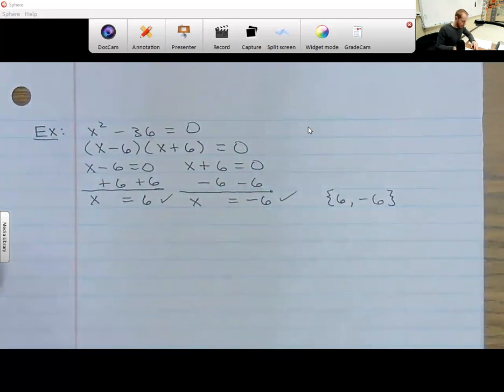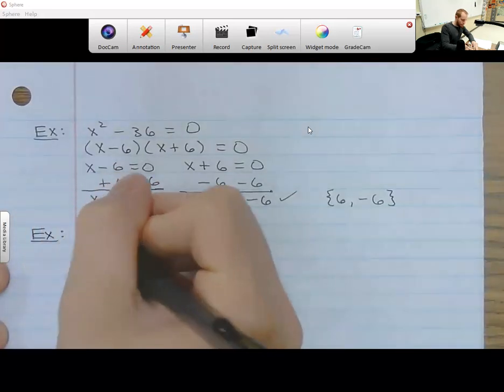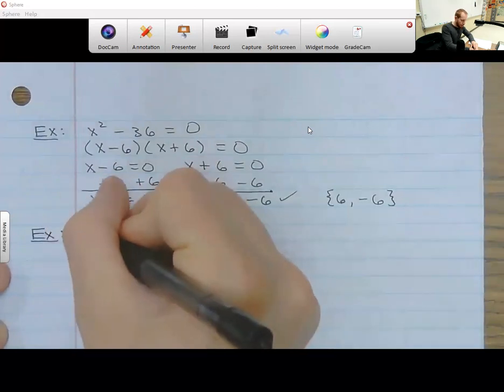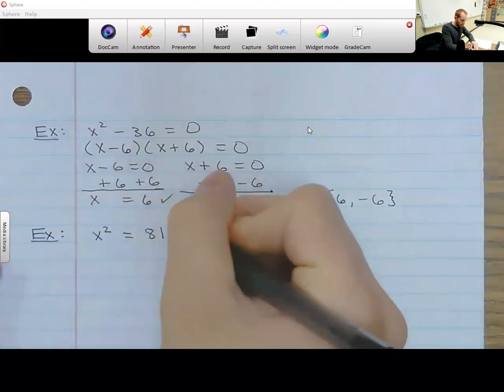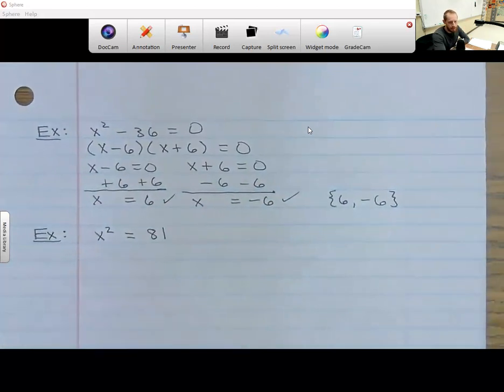Okay, let's do this last one. For this one, it's going to look a little bit different. X squared equals 81. Okay, this one, I do have that x squared. My highest exponent is 2. So I know for a fact that this is a quadratic equation, right? It's not linear, it's quadratic.